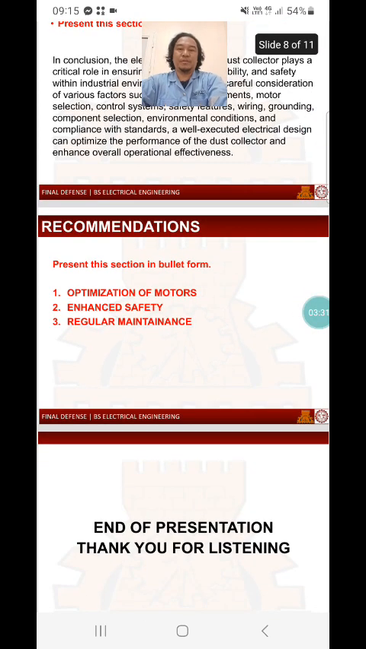Recommendations: optimization of motors, enhanced safety, and regular maintenance.